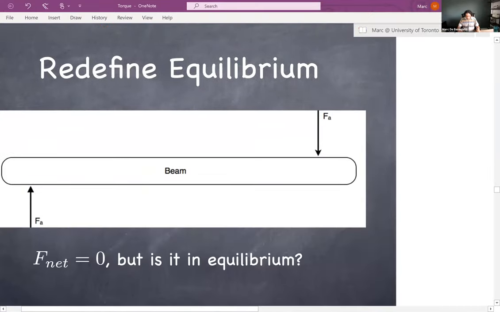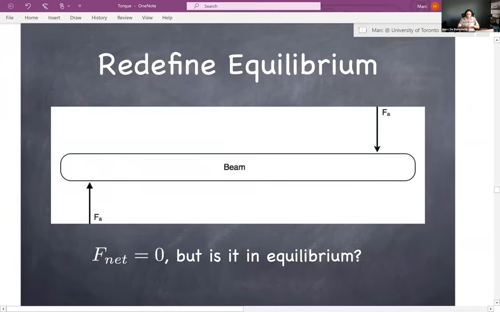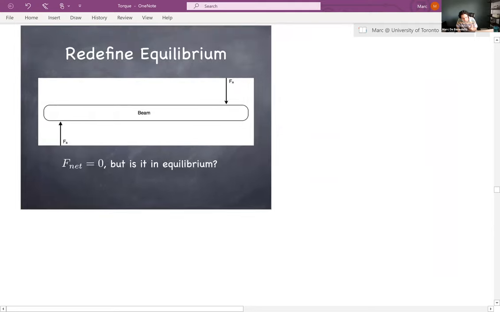Okay, moving on. This means we now have to redefine what it means for an object to be in equilibrium. Previously, all we said was that F net had to equal zero. That's what it used to mean to be in equilibrium. However, consider this thought experiment. If we take a force F and push straight upwards on the left-hand side, and take the same force F and push downwards on the right-hand side, I think we can all agree that the net force on the object will equal zero, right? Force up, force down, they cancel out, the net force is zero.